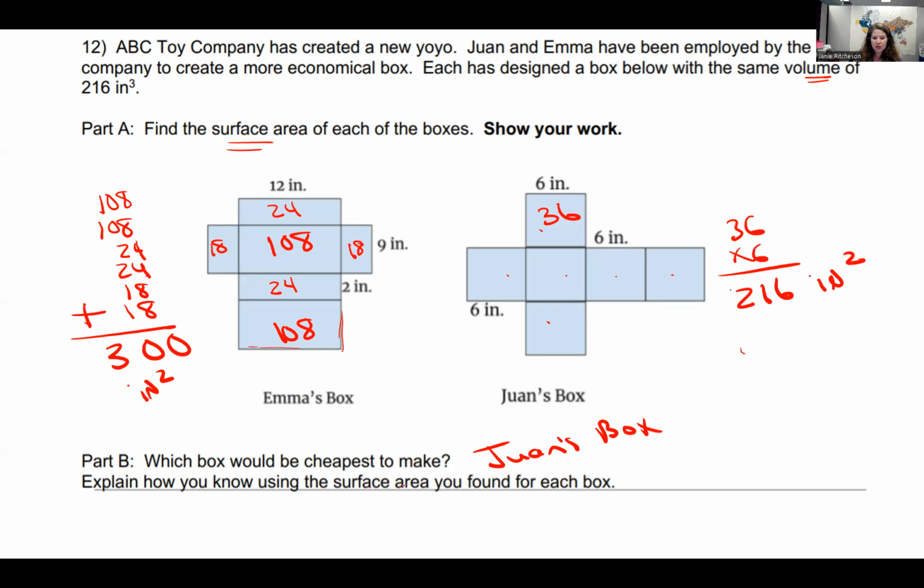Explain how you know using the surface area you found for each. So I would say something like, since the surface area is smaller for Juan's box, his box would take less material. Okay, it's better to over-explain than under-explain.